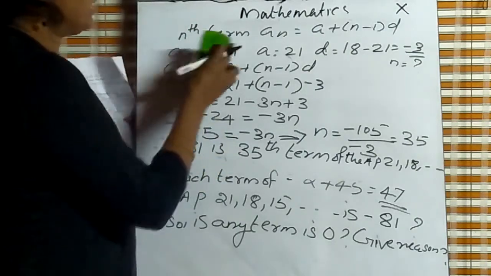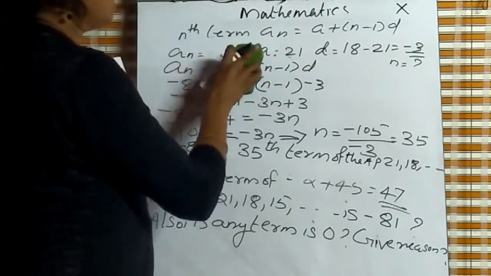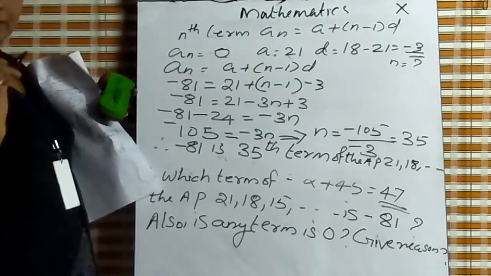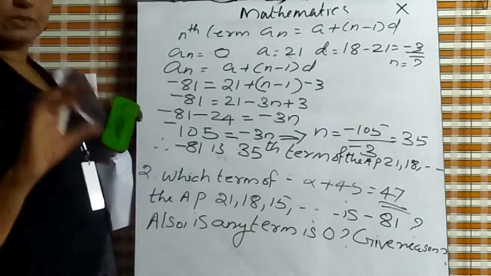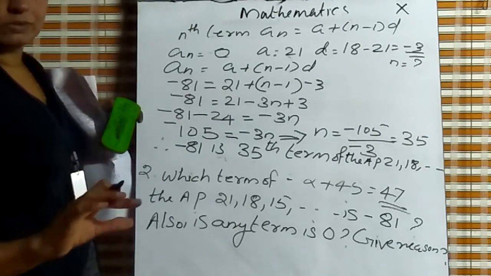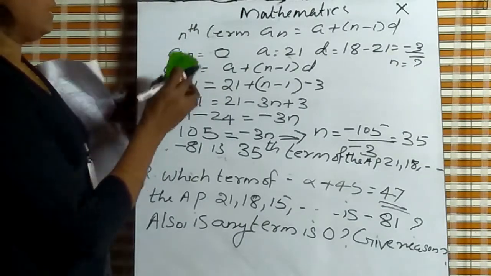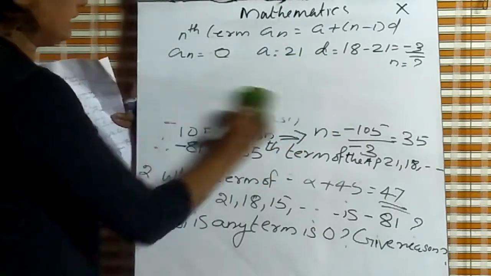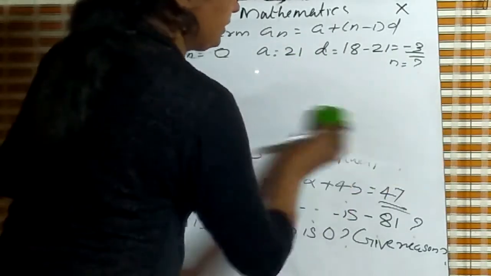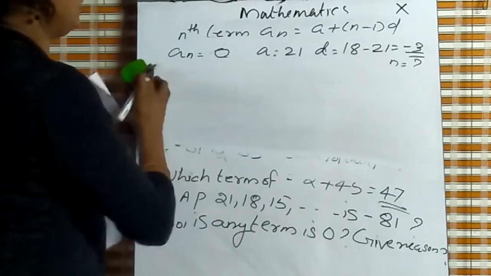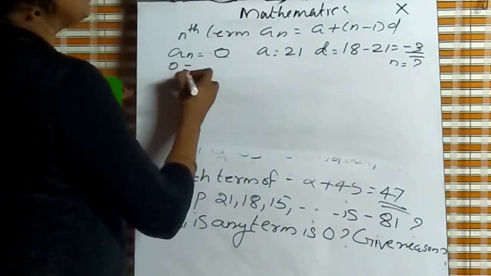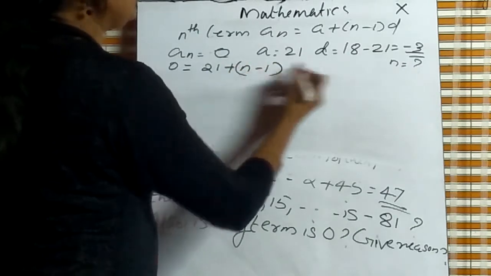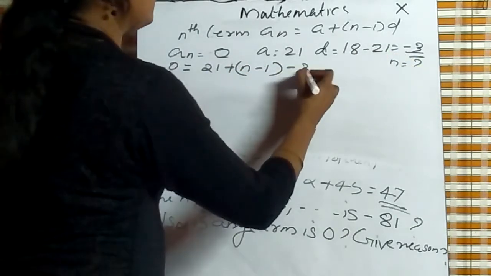Then our next question is, is 0 a term of this AP? For that we take an is equal to 0 and find n. In the same way we find n. An 0 is equal to a 21 plus n minus 1 into D. Same AP, so D is minus 3.